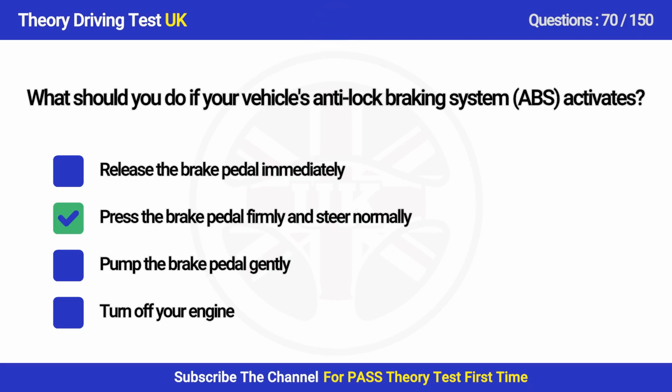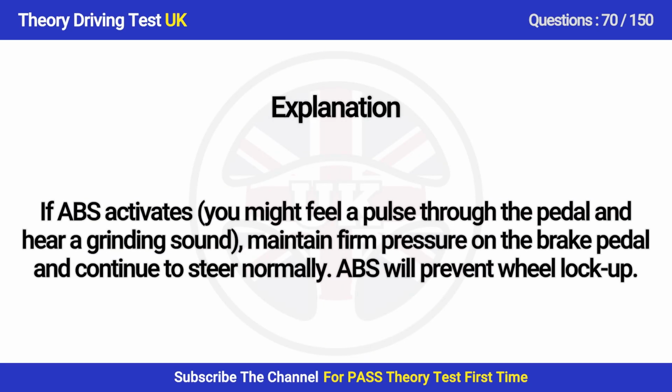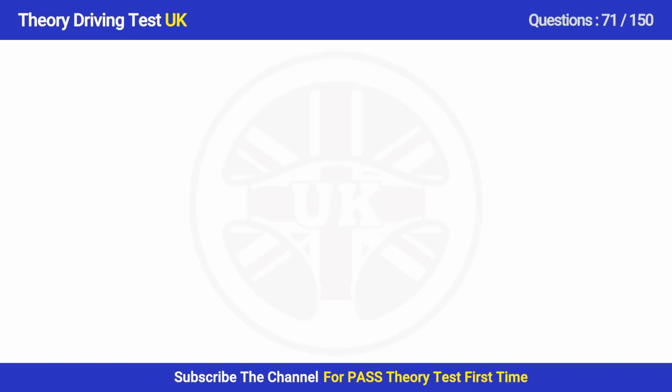Answers is B. Press the brake pedal firmly and steer normally. If ABS activates, you might feel a pulse through the pedal and hear a grinding sound. Maintain firm pressure on the brake pedal and continue to steer normally. ABS will prevent wheel lock.